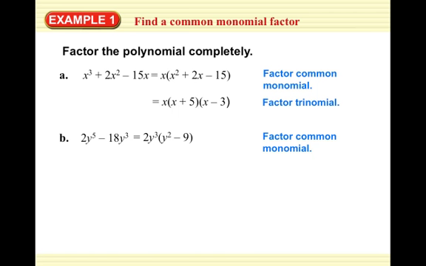Okay, so y squared minus 9 is a difference of two squares. It's dots. And so 9 is 3 squared. So we're going to have 2y cubed times y plus 3 times y minus 3.